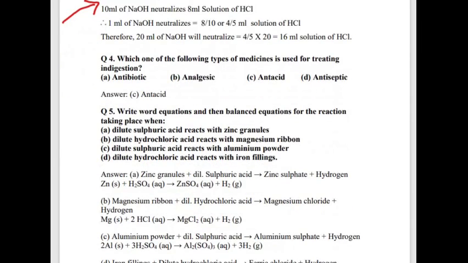Now coming to the next question. Which one of the following types of medicines is used for treating indigestion? First is antibiotic, B analgesic, C antacid, D antiseptic. Since we know that indigestion is generally due to hyperacidity, the medicine which can be used for treating indigestion will be option C, which is antacid, right?